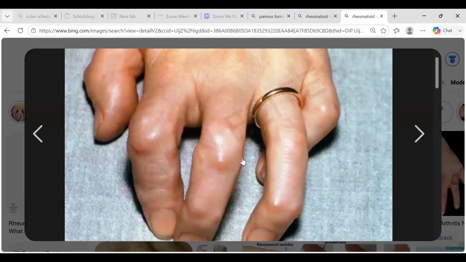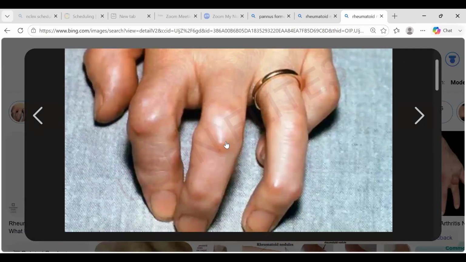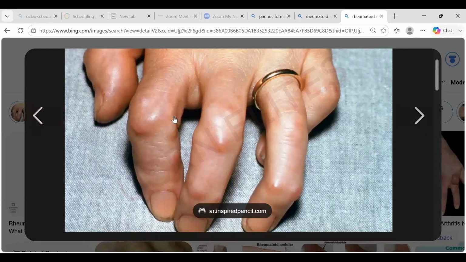I hope you can see it. That is rheumatoid nodules. There's inflammation at the joint. You can see this part that's swollen here. There's another here and here as well. That is the rheumatoid nodules that affect the joints.